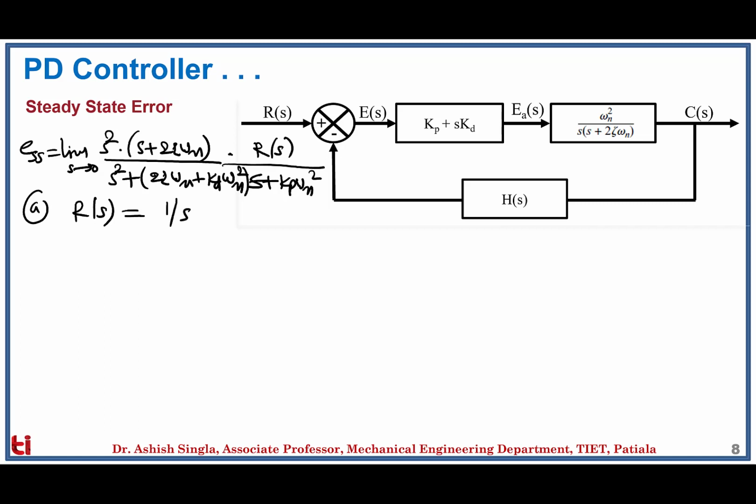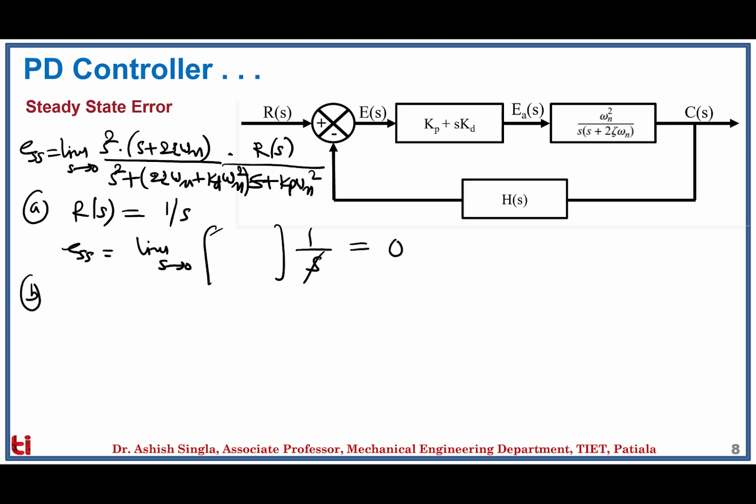So here we have e_ss as limit s goes to 0. With this whole expression, if we multiply by 1 by s, the 1 by s will cancel out with the s in the numerator polynomial, and still there is an s in the numerator which is left, which will make this steady state error go to 0.